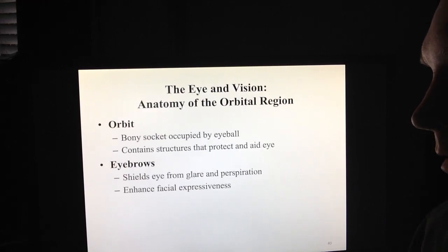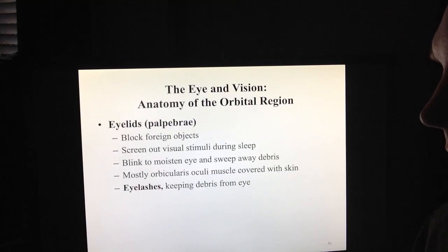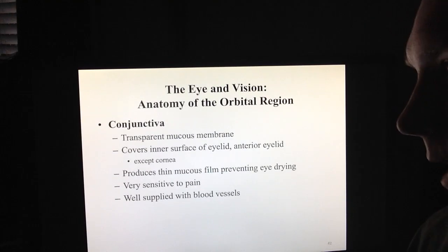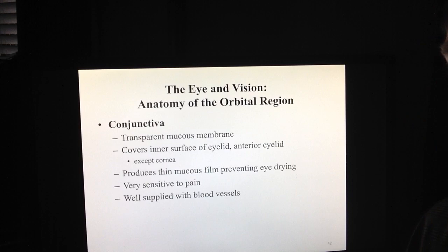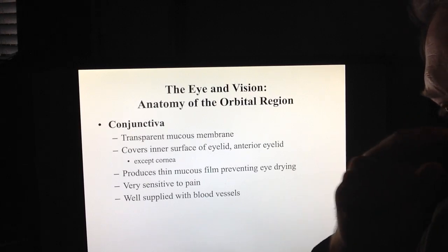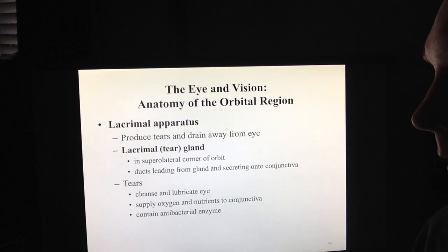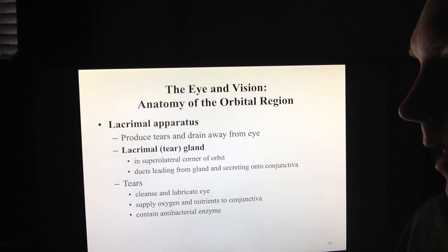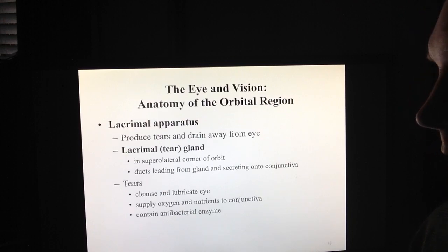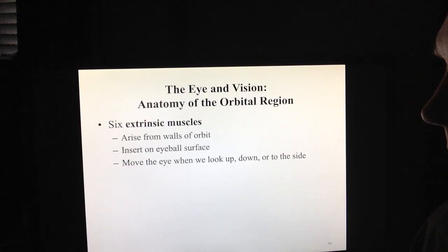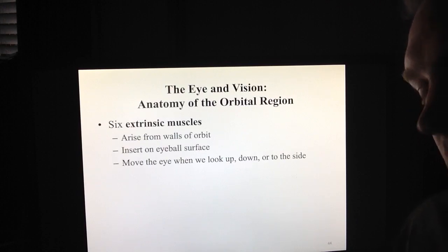Alright, the orbits, those are the eye sockets. Accessory structures of the eye include the eyebrows, the eyelids, and eyelashes. Conjunctiva is a membrane that oftentimes gets infected, that's on the inside of the eyelid and the bottom part of the eyeball. The lacrimal apparatus, lacrimal is tears. There are tear glands in that. And then there are 6 muscles on the outside of the eye that move the eye itself.